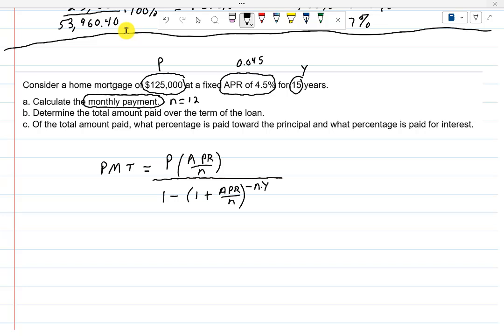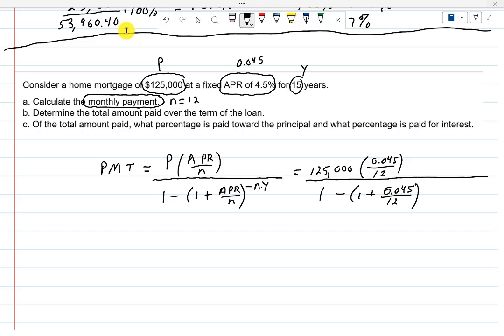So I got all my letters in place. Let me put my numbers in. The P is 125,000. And then we've got 0.045 divided by 12. And then down here I have 1 minus 1 plus 0.045 divided by 12. And that's raised to the negative 12 times 15.